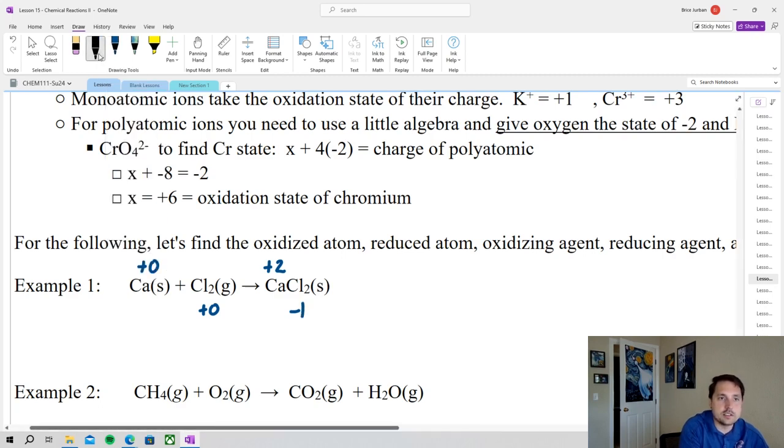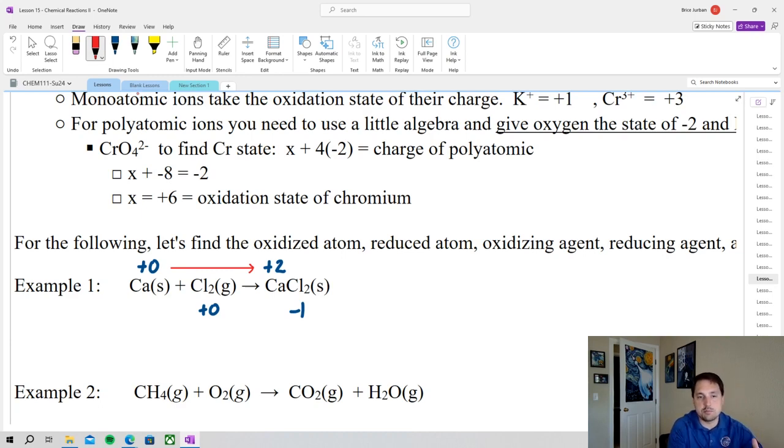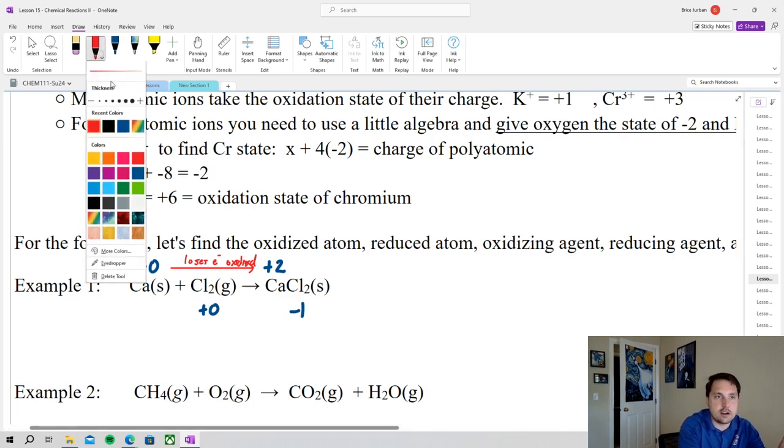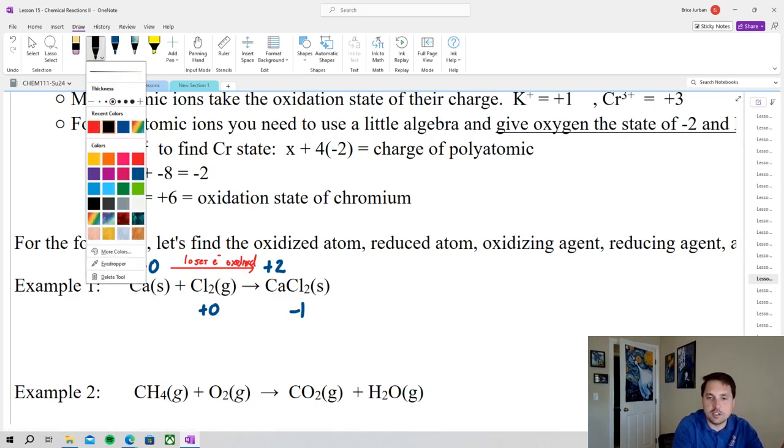And then what we want to look at is how do these change from here to here. So on this side, we see that this one gains a charge of +2. So what's happening here is it's actually losing electrons. So it loses electrons. So therefore, this is oxidized.